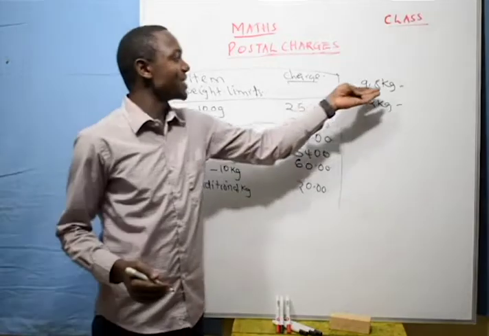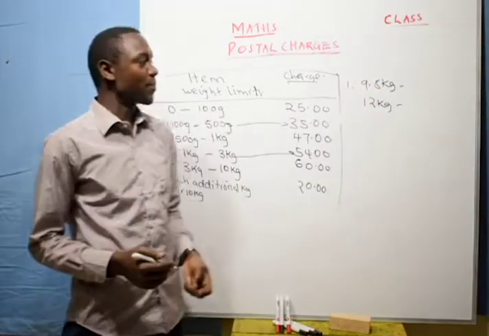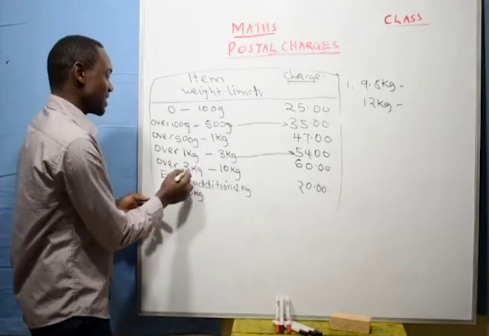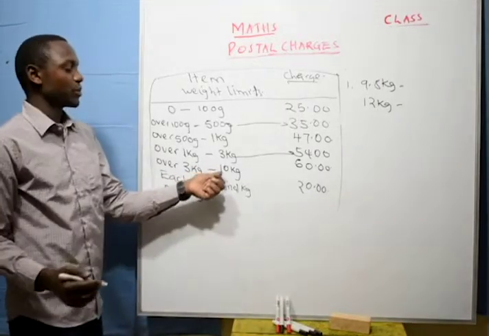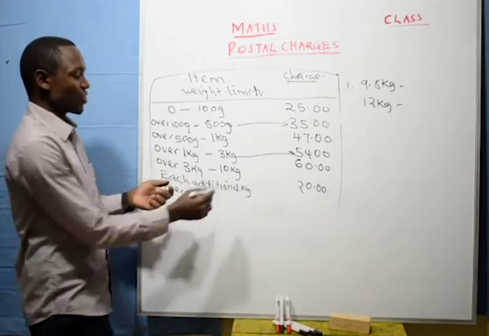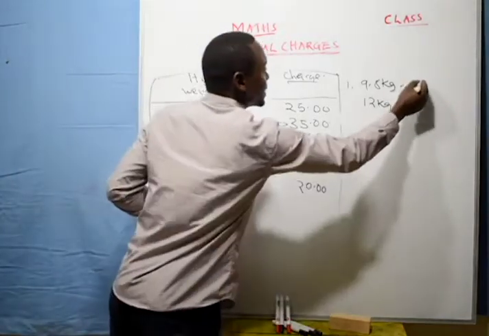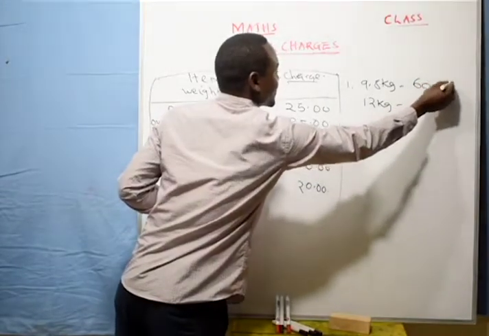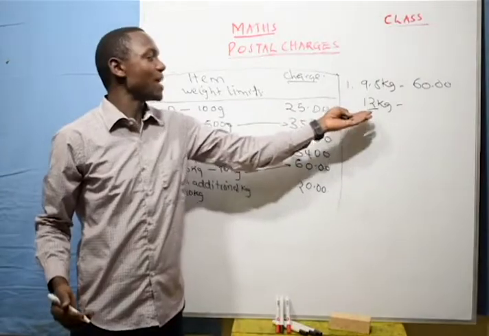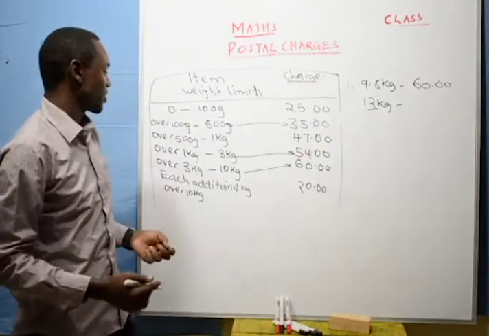So, where is the weight limit? Which is the weight limit for 9.8 kilograms? 9.8 kilograms is here, between 3 kilograms to 10 kilograms, because it has not yet reached 10 kilograms. It is 9.8. So, for this one, you will pay 60 shillings. Then we have another parcel weighing 12 kilograms. How much will he pay? What is the weight limit for 12 kilograms?